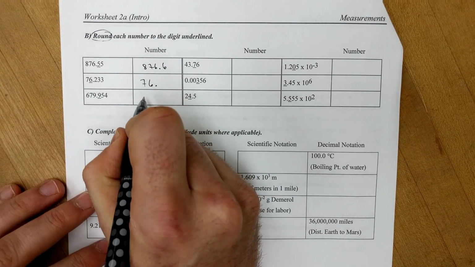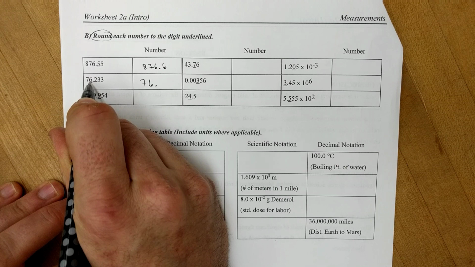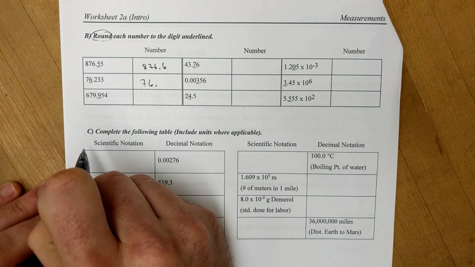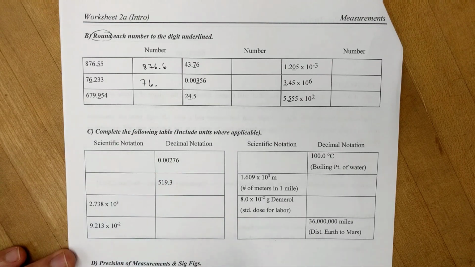Here we're rounding off to the ones place, so 76 to 76, and the number's done. Because the 0.2 is less than 5, it doesn't round up to 77, it just stops at 76. So that should make pretty much sense. We've been doing that since elementary school, so you should be good with that one.